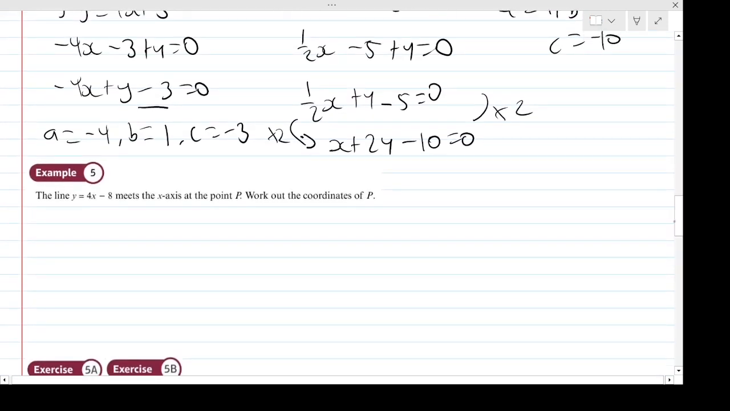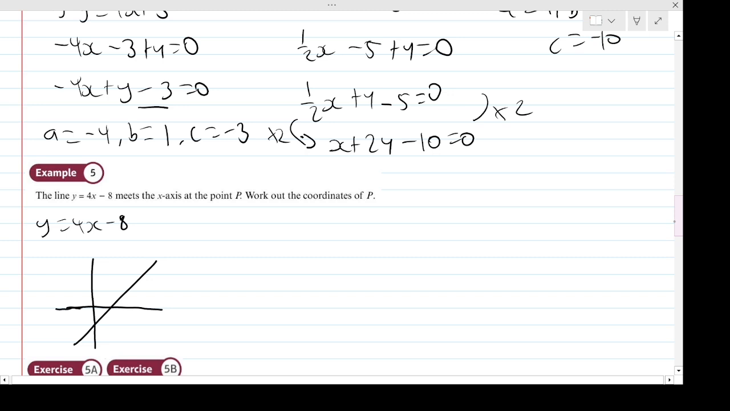Okay, this is example 5 then. The line y is equal to 4x minus 8 meets the x-axis at the point P. Work out the coordinates of P. Now, I think it is useful to do a little sketch. So it meets the x-axis. What's that going to look like? This line, with a positive gradient of 4 and a y-intercept of minus 8, is going to look like that, right?